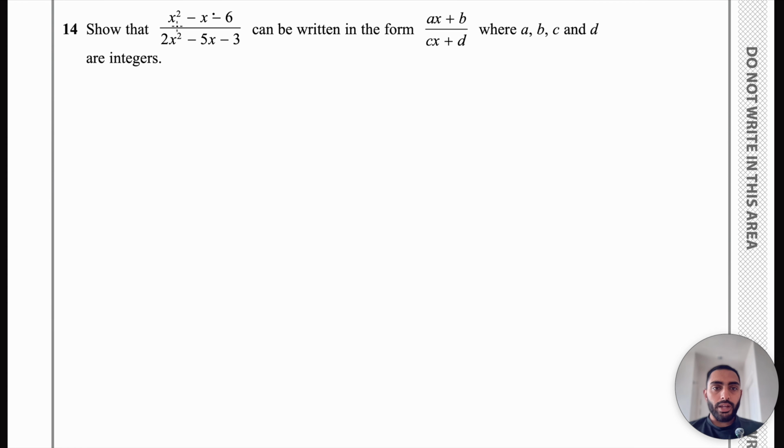Question 14. Show that x squared minus x minus 6 over 2x squared minus 5x minus 3 can be written in the form ax plus b over cx plus d, where a, b, c, and d are integers. So I've got two quadratics here. I need to factorize both of them.